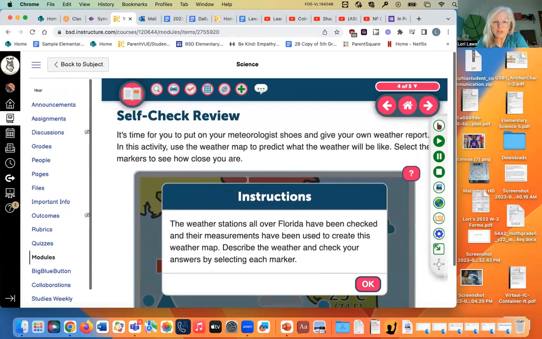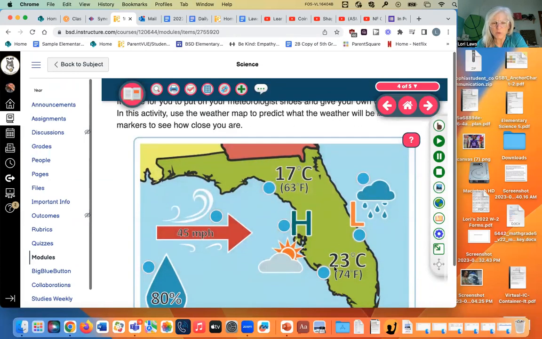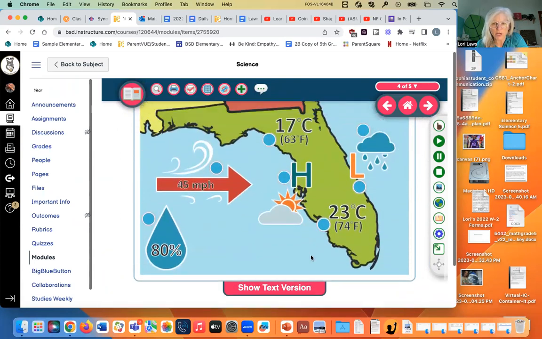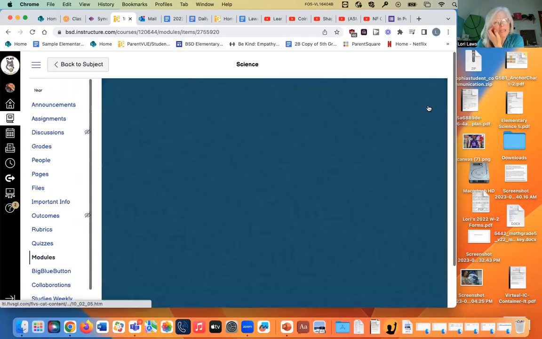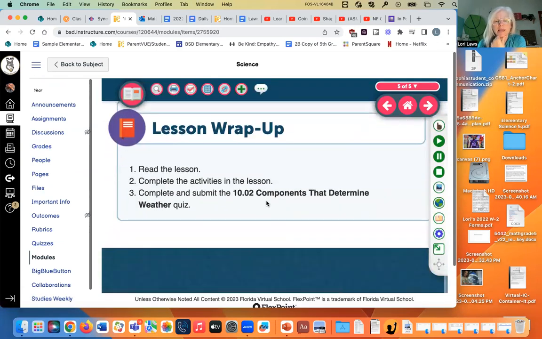It says it's time for you to put on your meteorologist shoes and give your own weather report. Use the weather map to predict what the weather will be like. I think it's the same map we had yesterday where we were looking at all the components. So this tells you what they are if you were talking about them. And on page 5, they have a quiz. You can do it if you like. Some people have been doing the quizzes just for fun and scoring really good scores, but you don't have to do it for today. That's all we have. Instead, I'll tell you what I'm going to do.